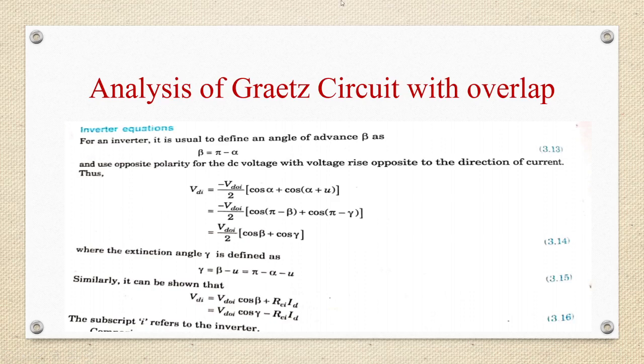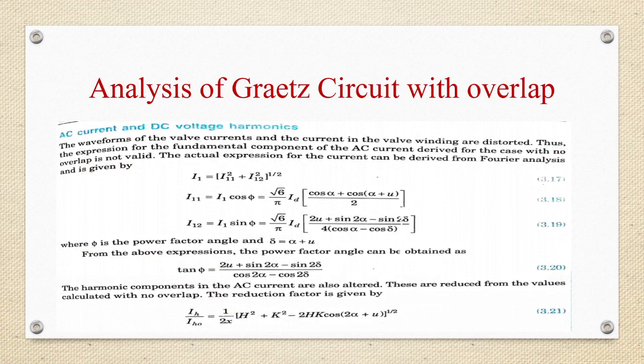So comparing these two equations, this is 3.14 and 3.16 with 3.10 and 3.11, it shows that inverter equations are obtained by substituting gamma for alpha in rectifier equations. However, it is to be noted that while alpha is directly controllable, gamma is not controllable.